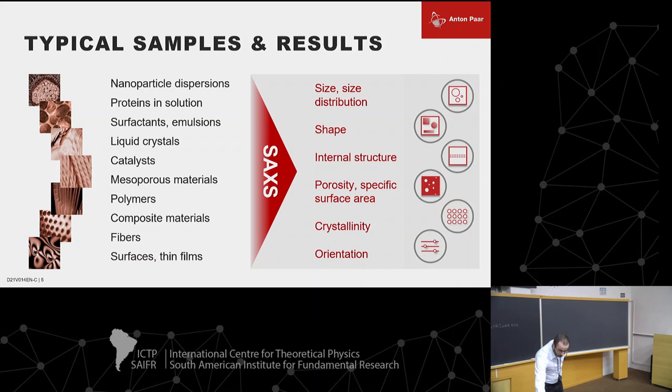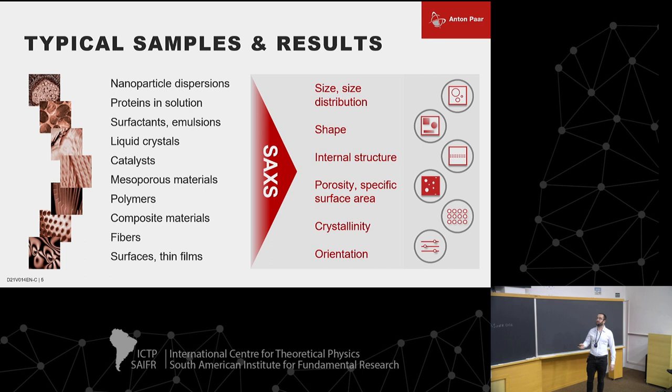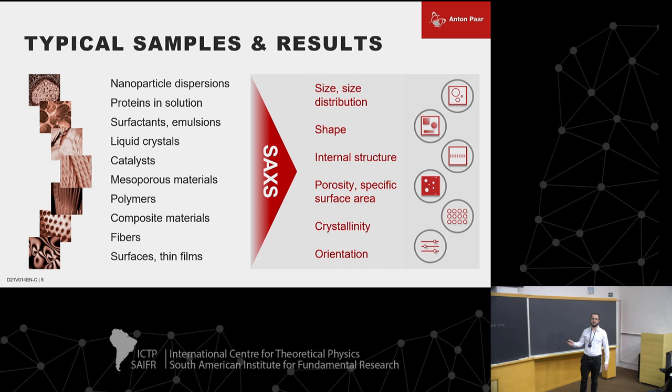What can we determine from a SAXS analysis? What can we analyze in an instrument like this? All these materials: nanoparticles, proteins, enzymes, surfactants, liquid crystals, catalysts, mesoporous materials, polymers, fibers, surfaces, thin films, and a lot of other samples. This instrument allows you to characterize solid, liquid, and gaseous samples and mixtures in different phases as well. And what can we obtain from this analysis? We can determine, among others, the size and size distribution, the shape of the particles, the internal and external structure for structures like core-shell, for example, porosity, specific surface area, crystallinity, and orientation.